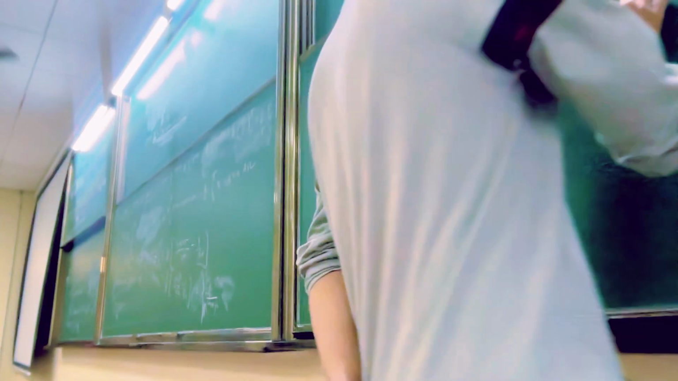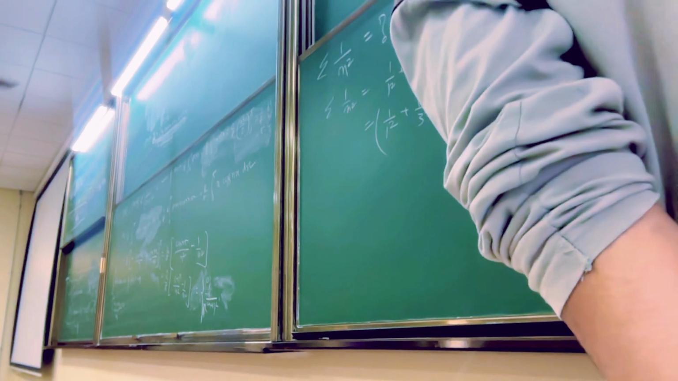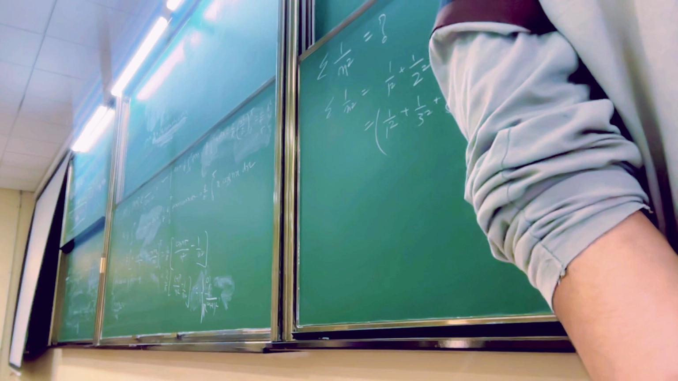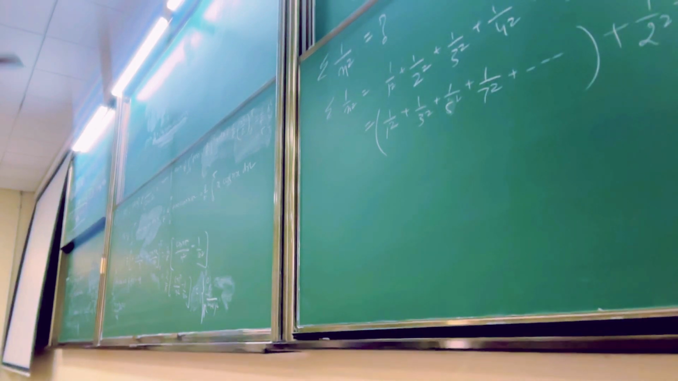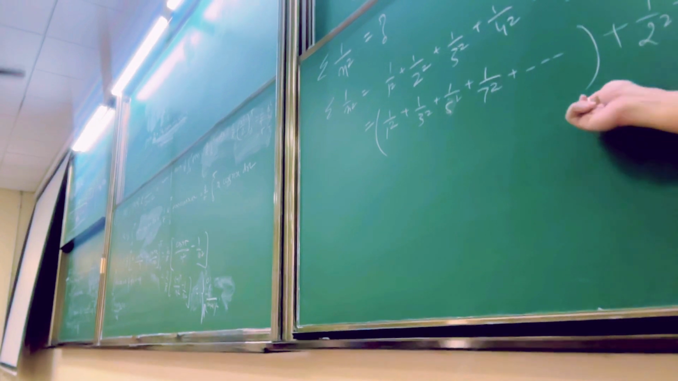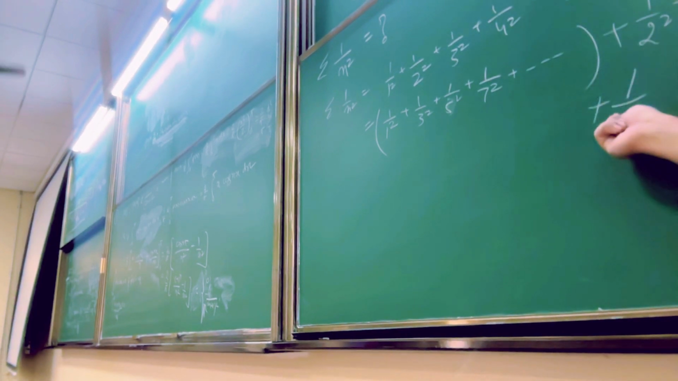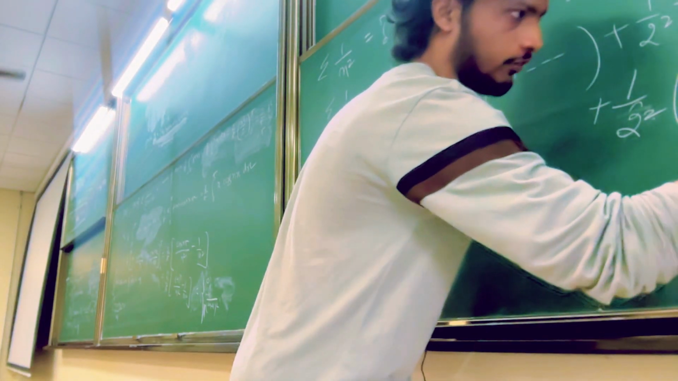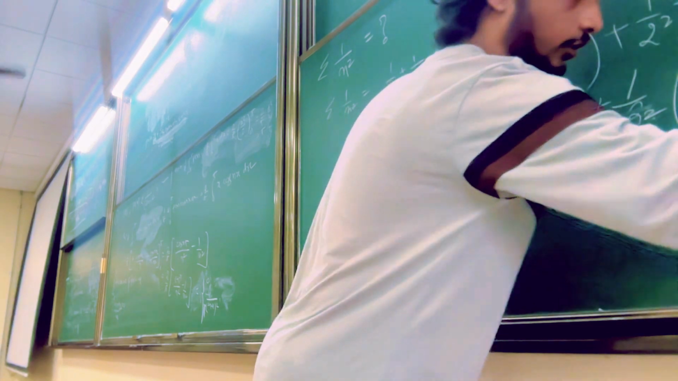And summation 1 by 2 square, 1 by 4 square, 1 by 6 square. These are even numbers, right? Now take 1 by 2 square common from this. What we get? We get 1 by 2 square times 1 by 1 square, 1 by 2 square, 1 by 3 square, and so on.